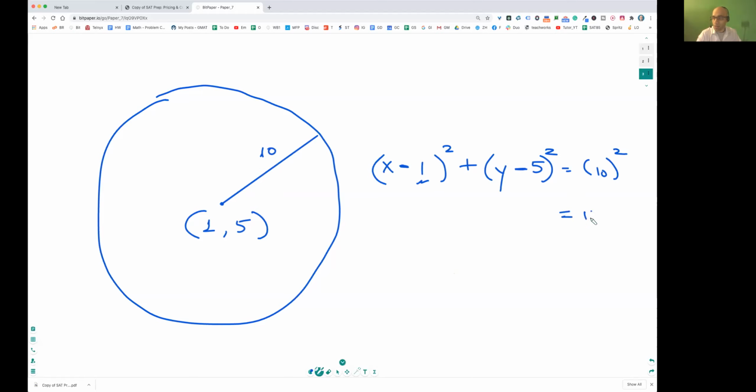Okay, so sometimes you might see it as 100 because 10 times 10 is 100, right? Like this. So remember, x minus something squared plus y minus something squared is 100, right? Remember, these are super, super important formulas that I'm showing you.